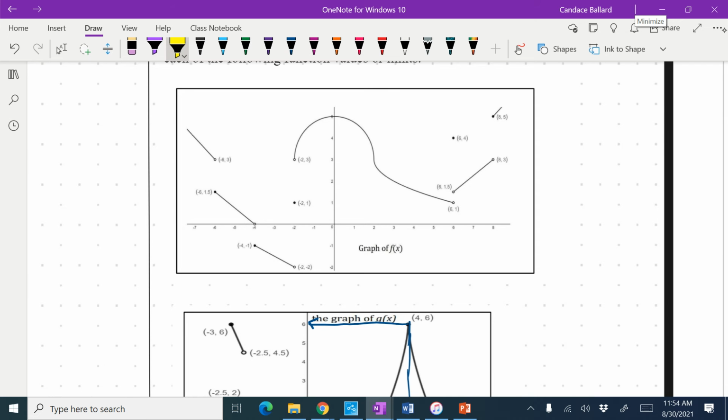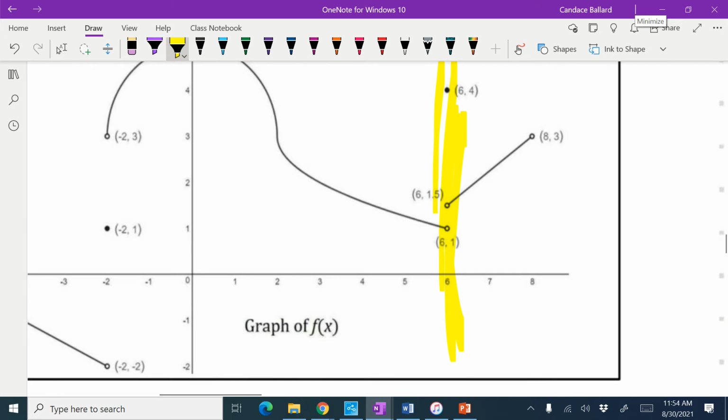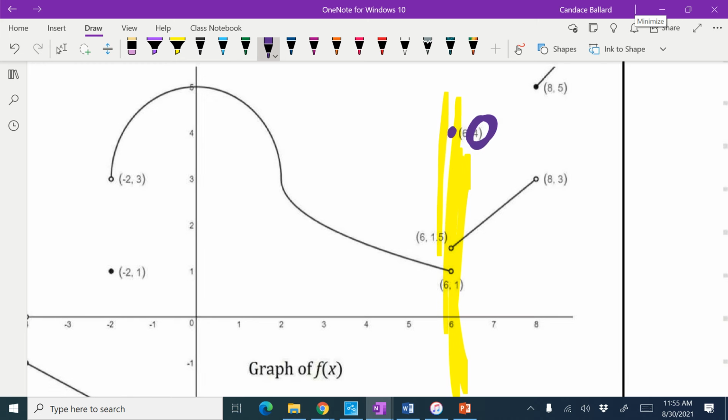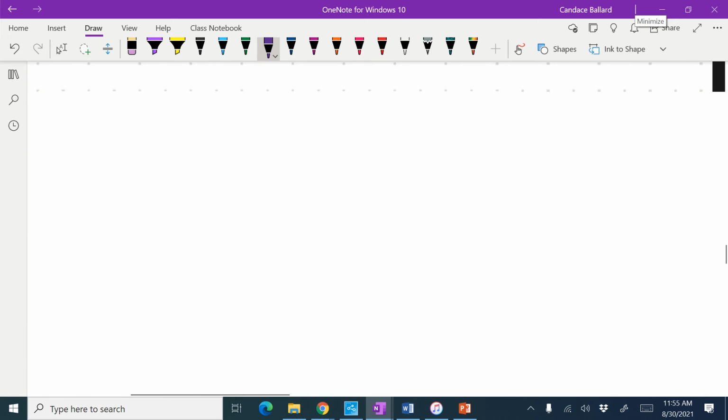Ooh, look at 6. It's got all kinds of craziness going on. Is it continuous? Now remember, our definition of continuous right now is you can draw it without picking up your pencil. Is there any way I'm going to draw that without picking up my pencil? No. Okay, but where is there an actual value for that x value of 6? Where is there an actual y value? The 4, right? This piece right here is an actual value because you have a nice solid dot. So our y value for 6 is equal to 4.